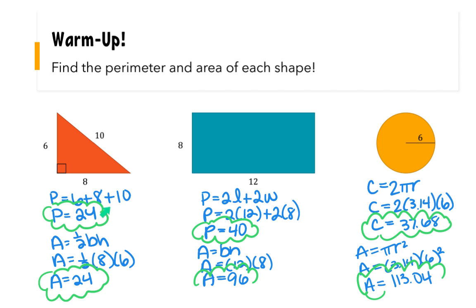Another thing, I don't have the units written in my answers. Ordinarily, we definitely want to do that. So for example, the triangle is not 24 for the perimeter, it's 24 units. And for the area, it would be 24 units squared. Just something to keep in mind. All right, let's try something a little bit different.